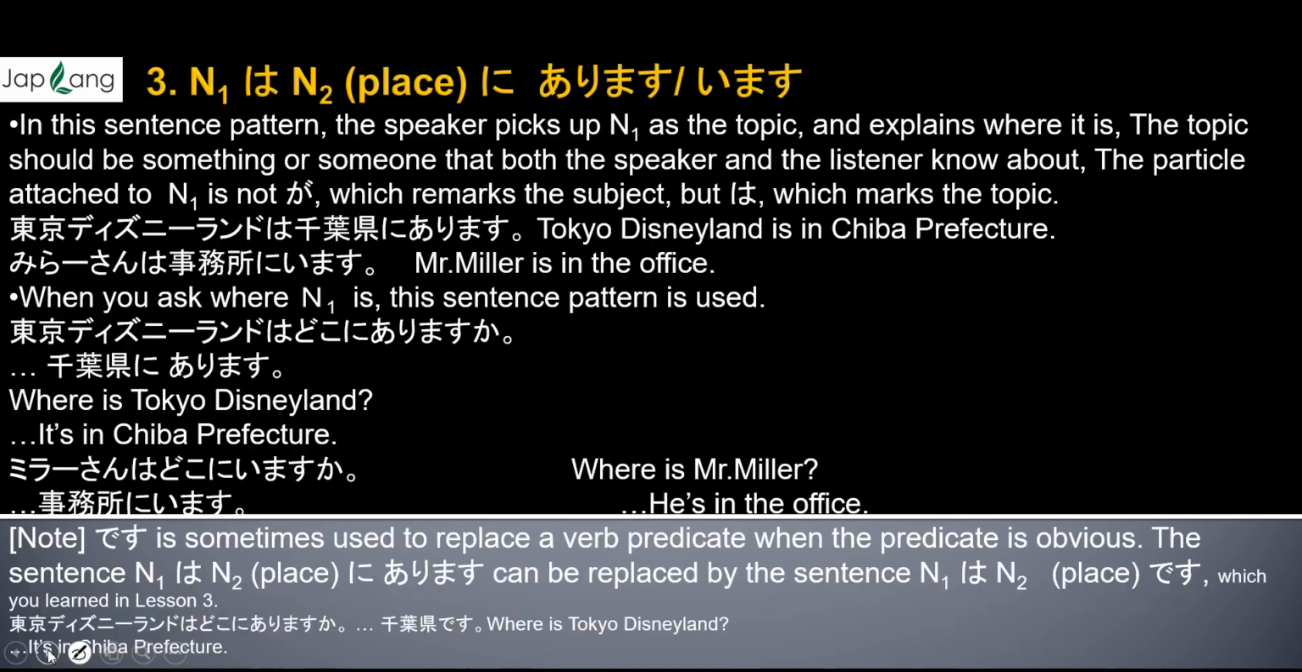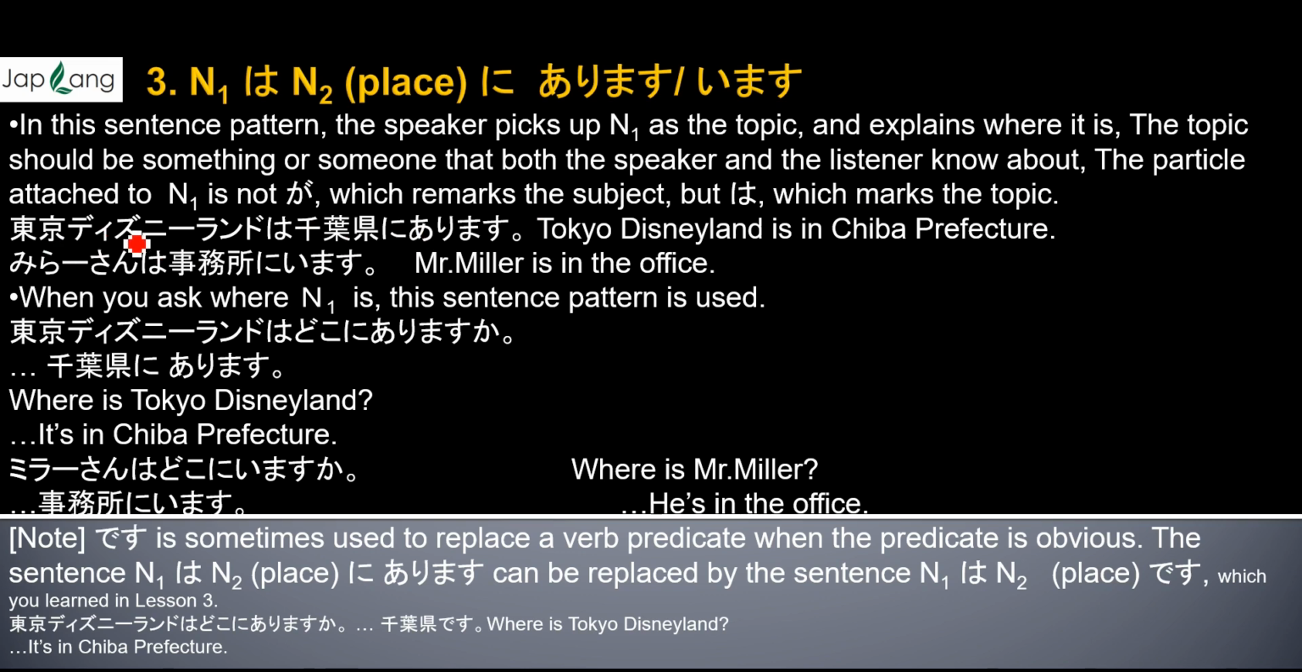Okay, this third pattern says noun 1 wa, noun 2 ni arimasu. In this sentence pattern, the speaker picks up noun 1 as a topic and explains where it is. The topic should be something or someone that both the speaker and the listener know about. The particle attached to noun 1 is not ga, which marks the subject, but wa, which marks the topic.